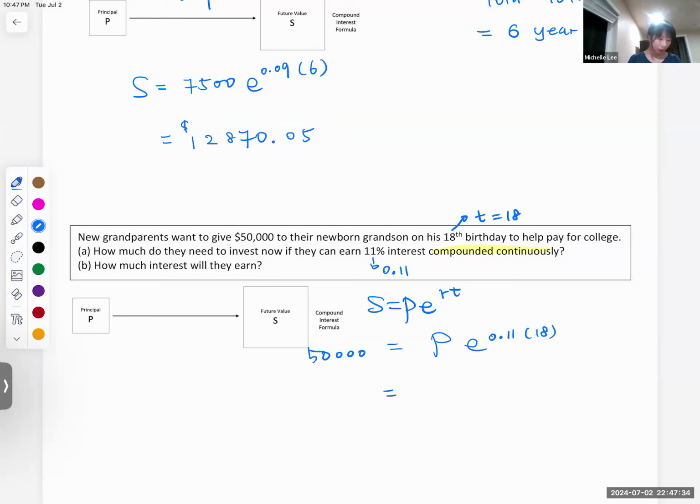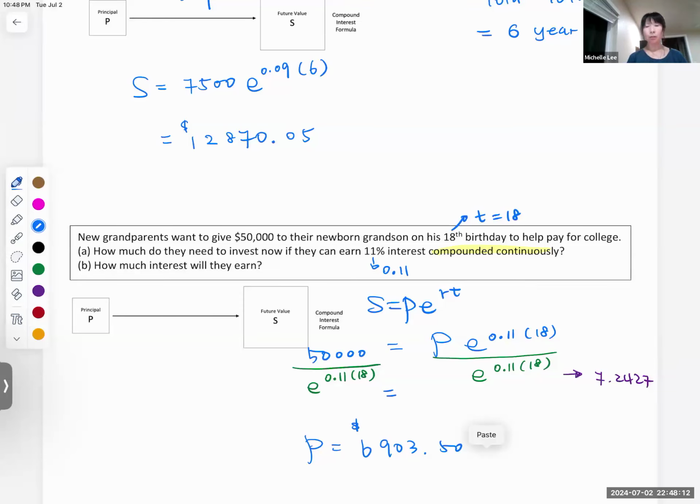They want to give the $50,000, so it should be on the other side. They want to know how much they need to invest to have $50,000 on his 18th birthday. So let me use this one on the other side, and we want to know about P, the principal, the initial value. We divide both sides by e to the 0.11 times 18, which is approximately 7.2427. Then P is $6,903.50. That's the initial amount, the principal, they have to invest to give their grandson $50,000 on his 18th birthday.